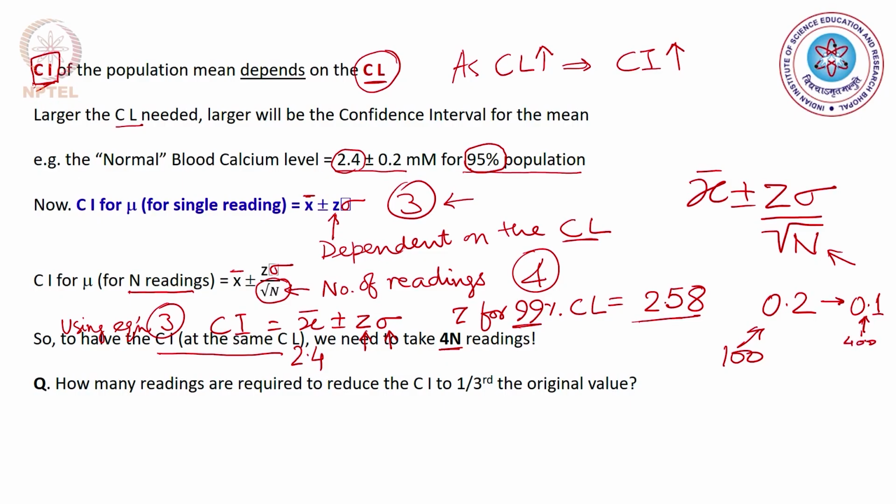Okay. So, a question can be that if we want to reduce the confidence interval to 1/3 of the original value, how many readings do we require? And yes, the answer is that we will require 9 times the original readings to get a confidence interval which has been reduced to 1/3 the original value.